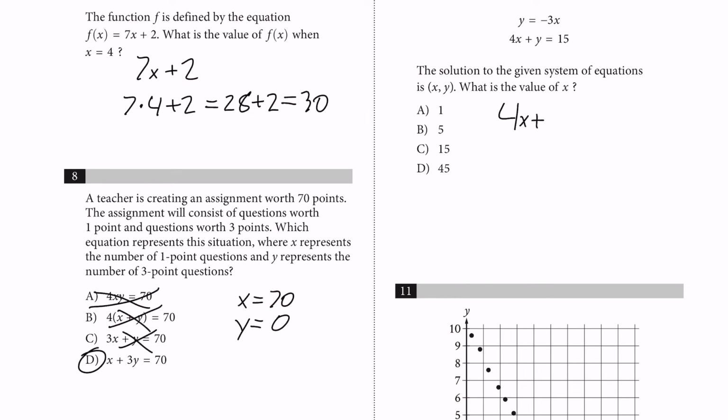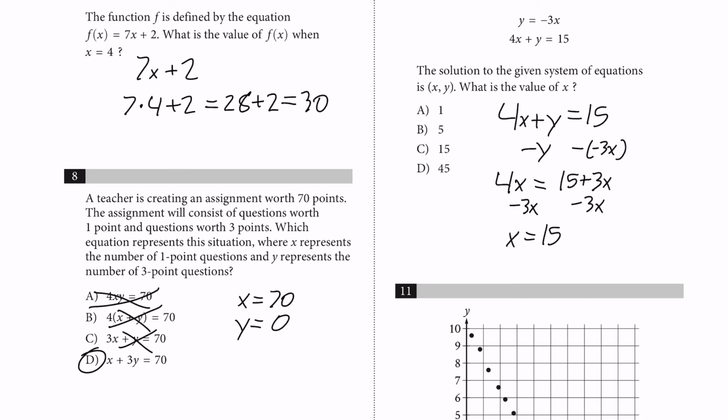4x plus y equals 15. We can then subtract both sides, subtract y on this side, and we're going to subtract negative 3x on this side. So we're going to get 4x equals, and this will become 15. It's minus a negative, so this will become 15 plus 3x. Now we can just subtract 3x on both sides, and we get x. 4 minus 3 is 1, so x equals 15, and that directly matches answer choice C.